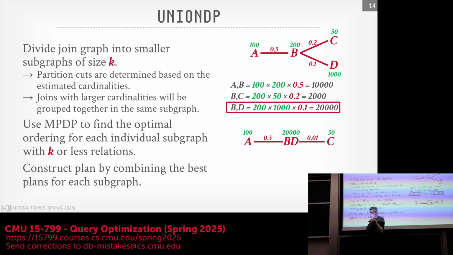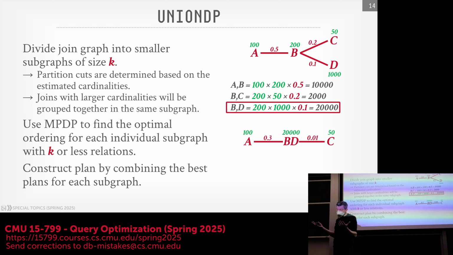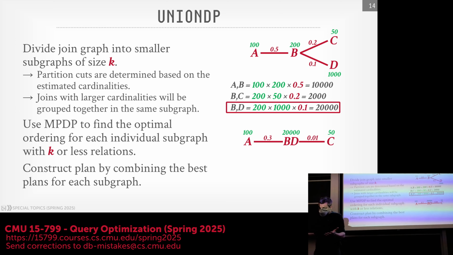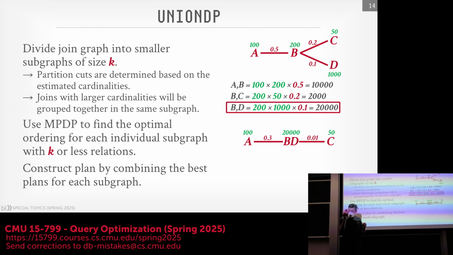So again, you can't do the exhaustive search across the entire join graph. It would be too difficult and run forever. So instead, you're zoning in on portions of it, optimizing that piece, and then hopefully that at least puts you in a good direction.